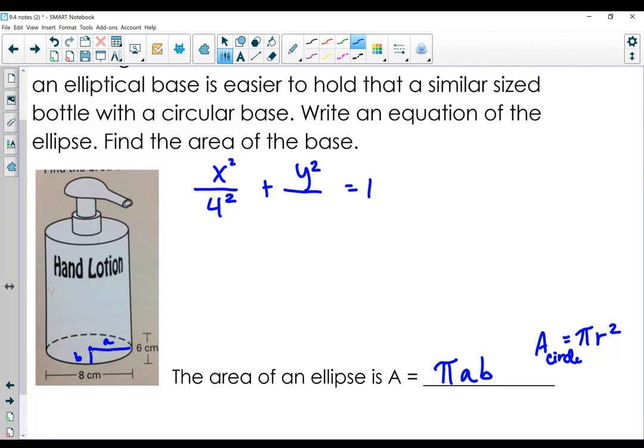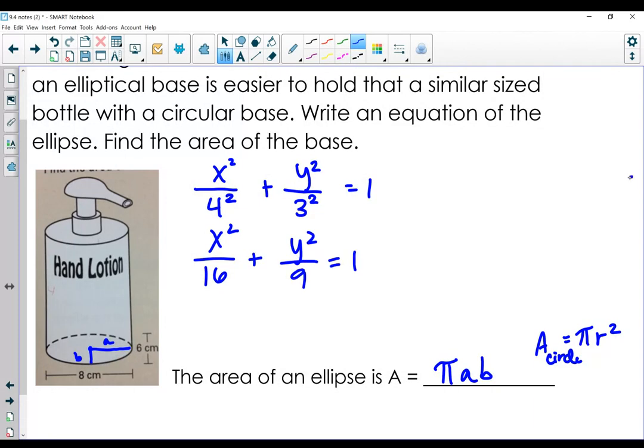In my y direction, if the whole length of this bottle, I don't know which I called length, which I called width now, but it's 6 centimeters. So that means 3 centimeters one way, 3 centimeters the other way. So y squared will be over 3 squared. So now I have x squared over 16 plus y squared over 9 equals 1.